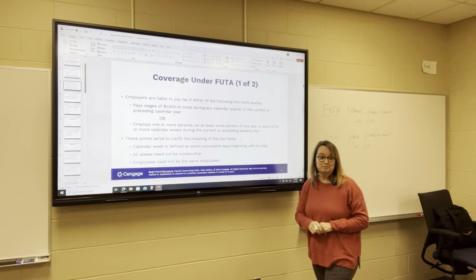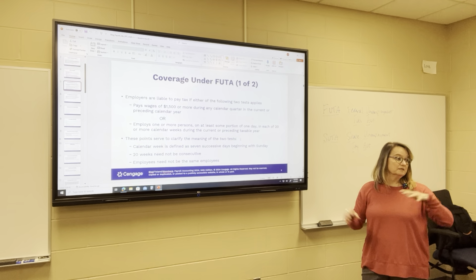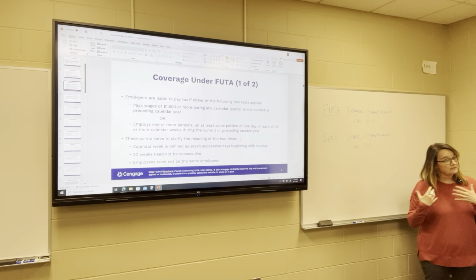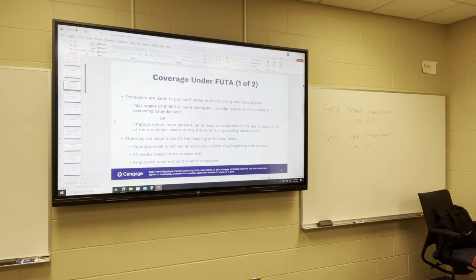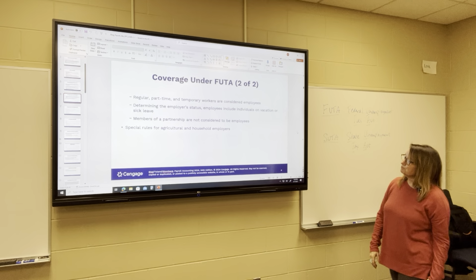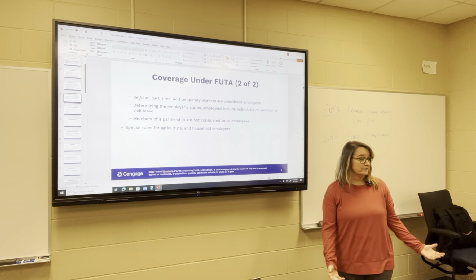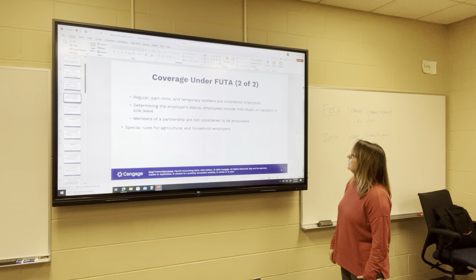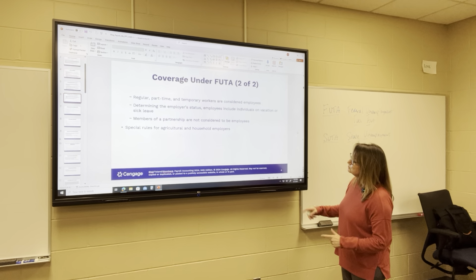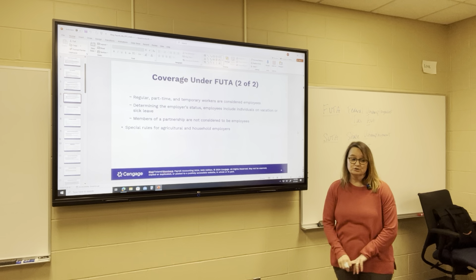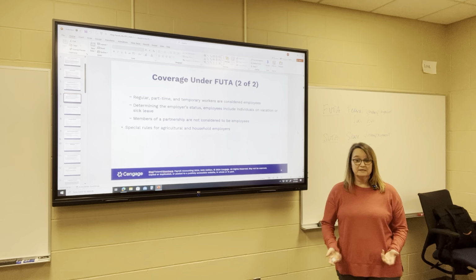And they don't have to be the same employees. So it could be different individuals. And that just means that the employer then is subject to paying that FUTA tax. So regular, part-time, and temporary workers are all considered to be employees. Doesn't matter if you're part-time, doesn't matter if you're temporary. Also, determining the employer status, employees do include individuals that are on vacation or sick leave. They're still considered to be employees.